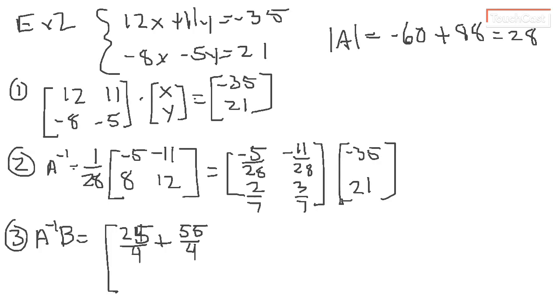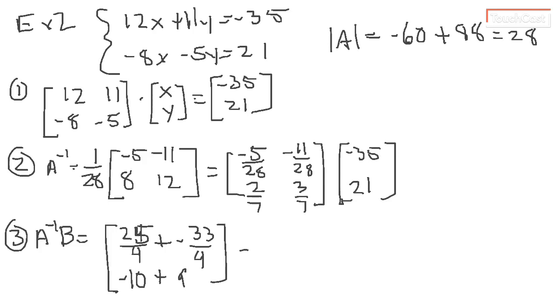in fact, before I move on, I did make one mistake. I multiplied the wrong things. I want to take my negative 11 over 28 and multiply it by 21, which simplified will give me negative 33 over 4. Now I take my second row and I multiply it by my negative 35 and 21. So 2/7 times negative 35 would simplify to give us negative 10 plus 3/7 times 21 simplifies to give us 9.